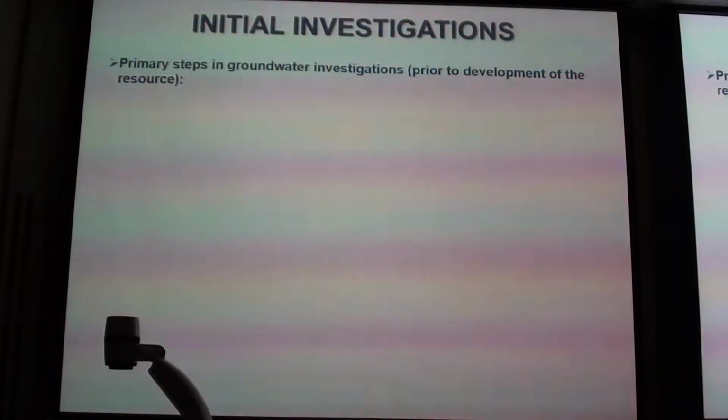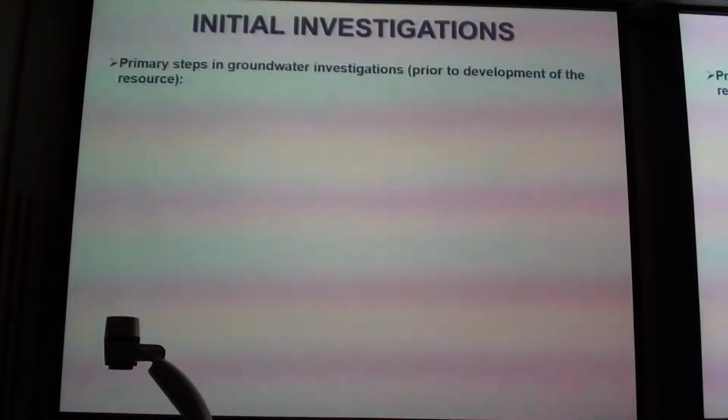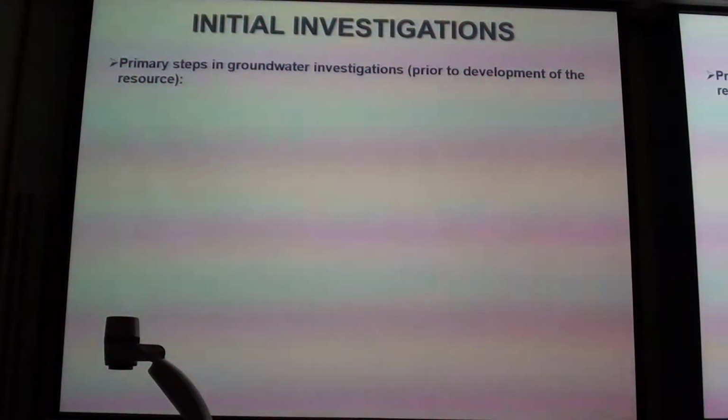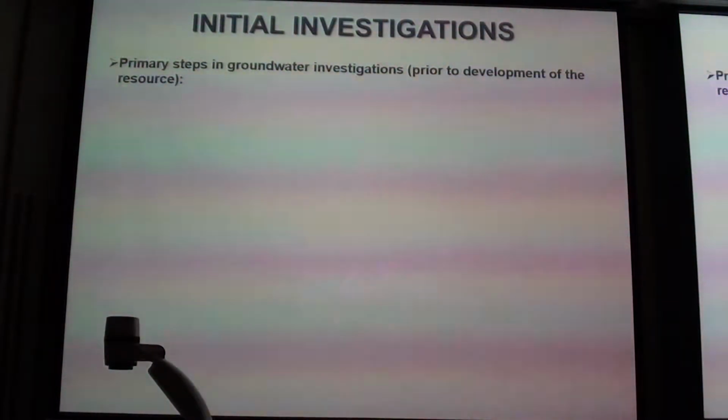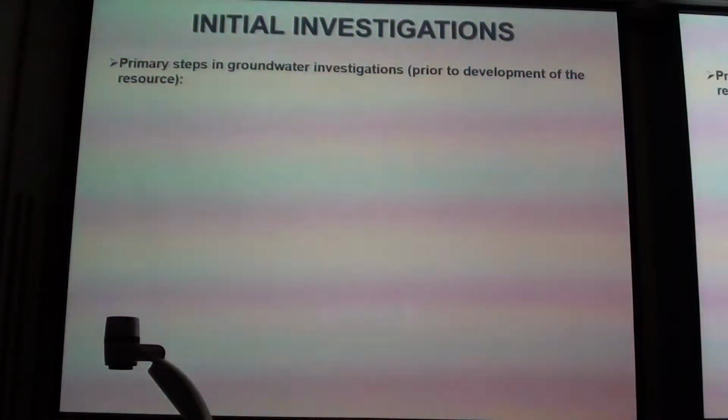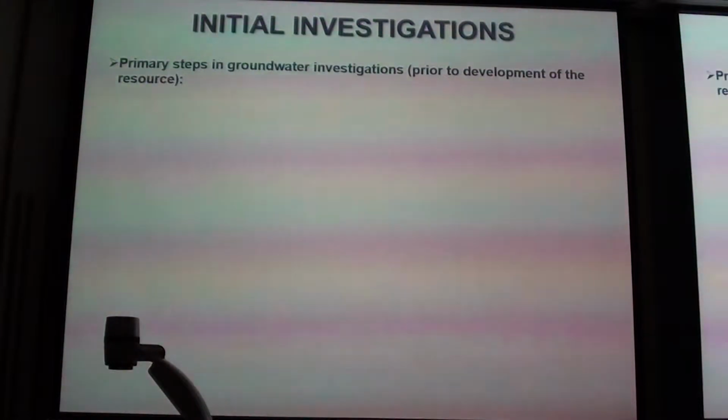Okay, so primary steps in the investigations. So this is prior to the development. This is just working out where there's water there. Okay, how much is possibly there, how deep your aquifer is, what it's made of, all those things prior to actually starting to drill proper groundwater wells in the ground, putting in pumps and taking water out long term.